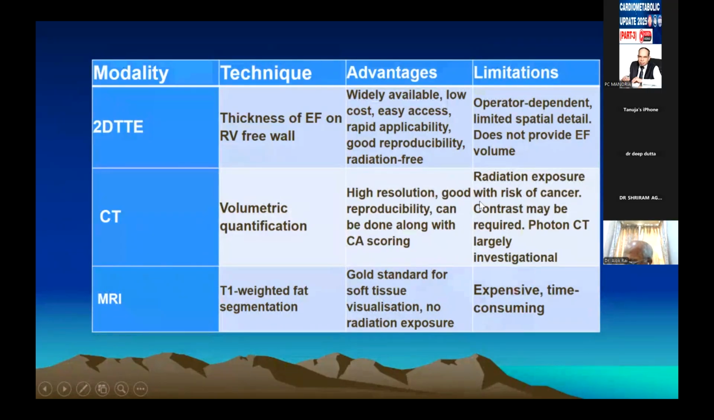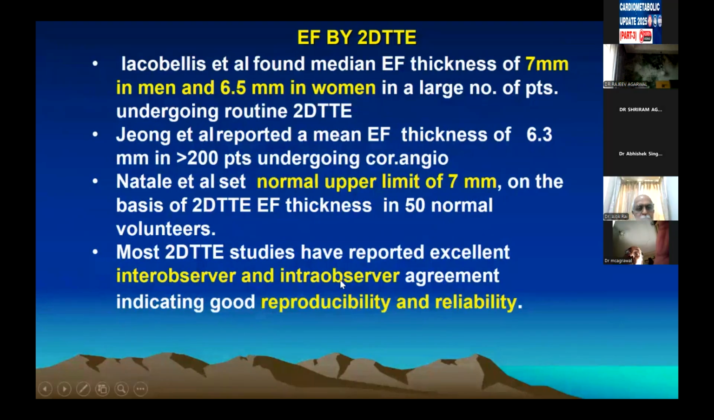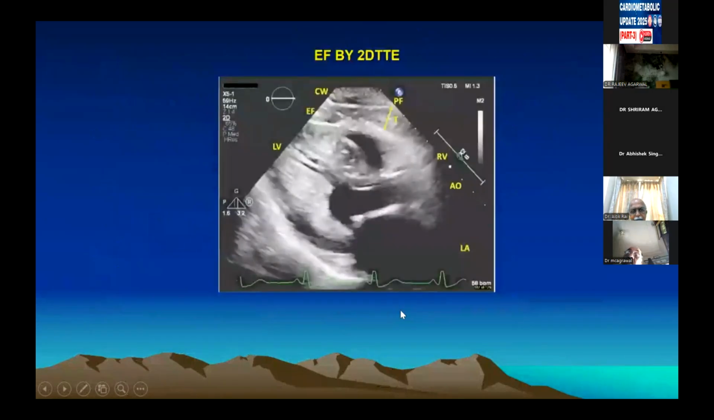Well, what is the normal value of epicardial fat thickness by two-dimensional echocardiography? In general, looking at various studies, 7 millimeters appears to be a good cutoff point. So any maximum epicardial thickness measurement of more than 7 millimeters would be considered abnormal. And actually, it has a very high inter-observer and intra-observer reproducibility and reliability.